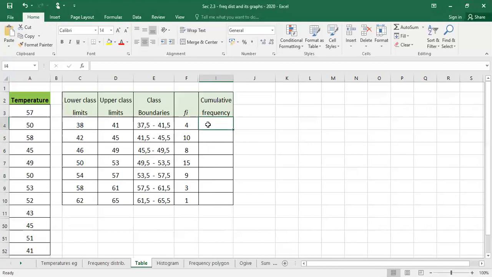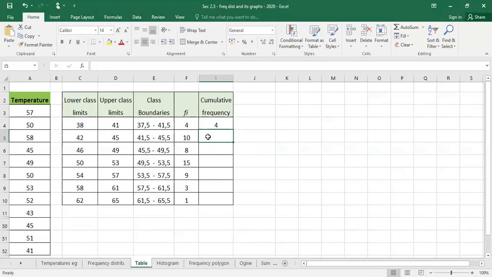Okay, so remember what a cumulative frequency means. It is how many data points have values that are less than or equal to the upper boundary of that class. So how many values are less than 41.5 or equal to 41.5? Okay, so how many are less than that? There are only 4. We know that 4, nothing before that. Okay, so for cumulative frequency, the first class, the frequency equals the cumulative frequency. Now we can start telling Excel a pattern.